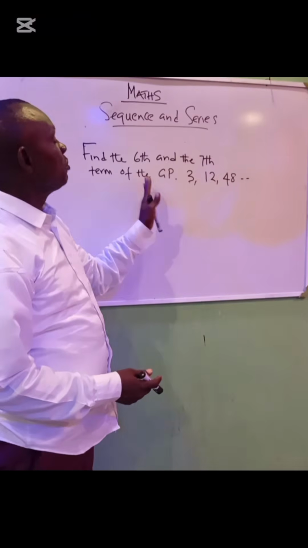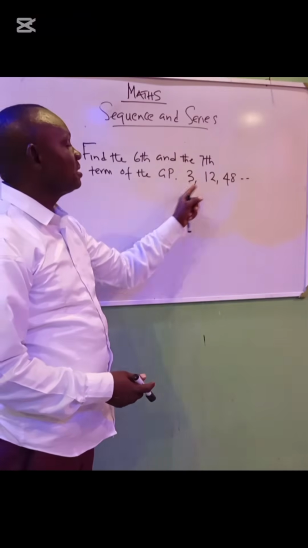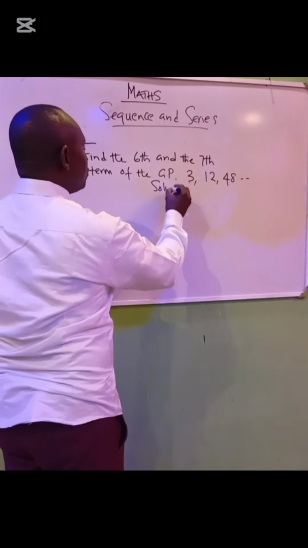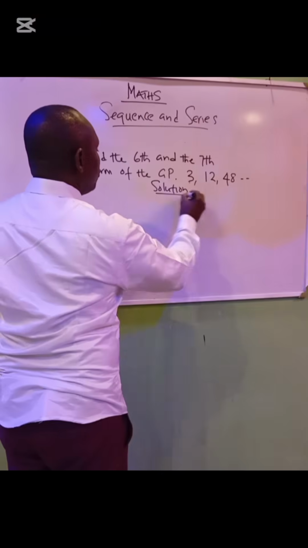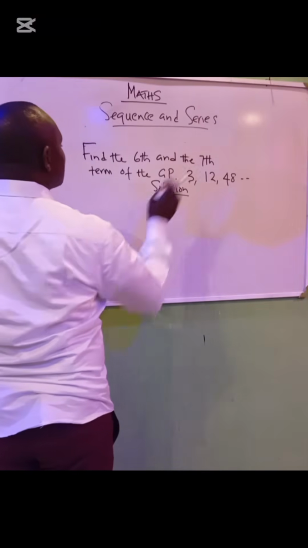But before we are able to find the 6th and the 7th term, we need to find the common ratio. Now, for us to find the common ratio, we know that we need to divide the second term by the first term.